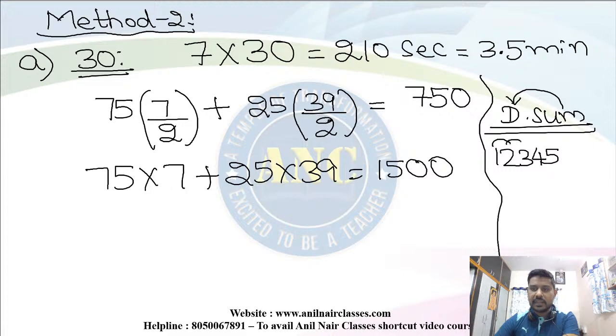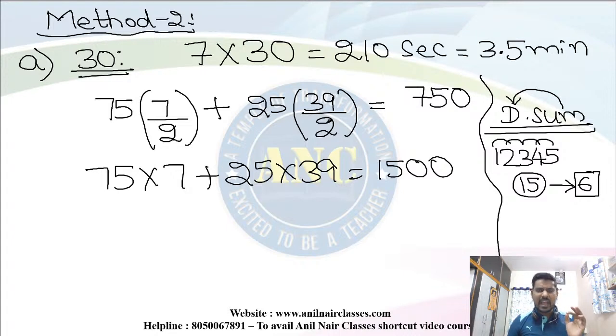1 plus 2, 3, 3 plus 3, 6, 6 plus 4, 10, 10 plus 5, 15. I got the sum as 15, but is 15 a single digit number? No, 15 is not a single digit number. Again, add the digits of 15. 1 plus 5 is 6. Digital sum means add all the digits till you get a single digit number.